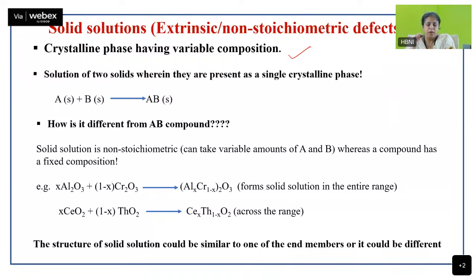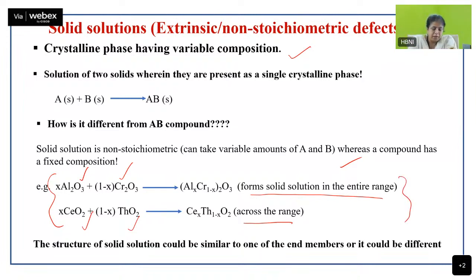These are examples of solid solutions. If I take aluminium oxide and chromium oxide, it is observed that in whatever quantity I mix them, they form a solid solution in the entire range. Similarly, in the case of ceria and thoria, whatever quantity I mix them, they mix across the entire range without giving any heterogeneous or second phase.